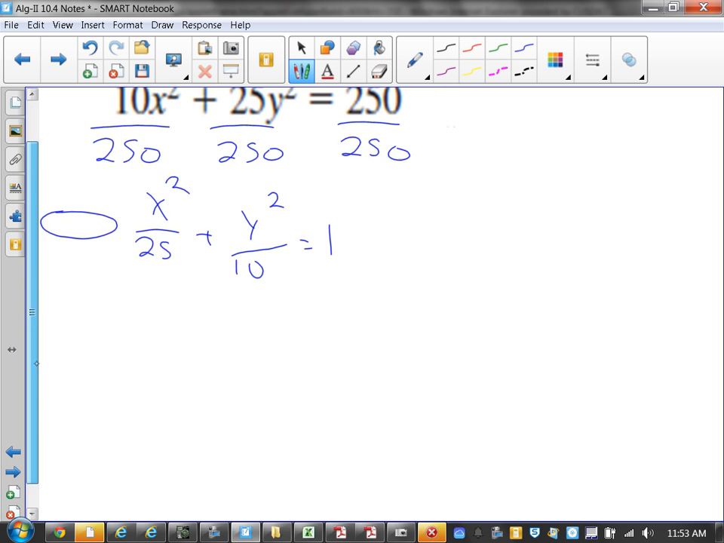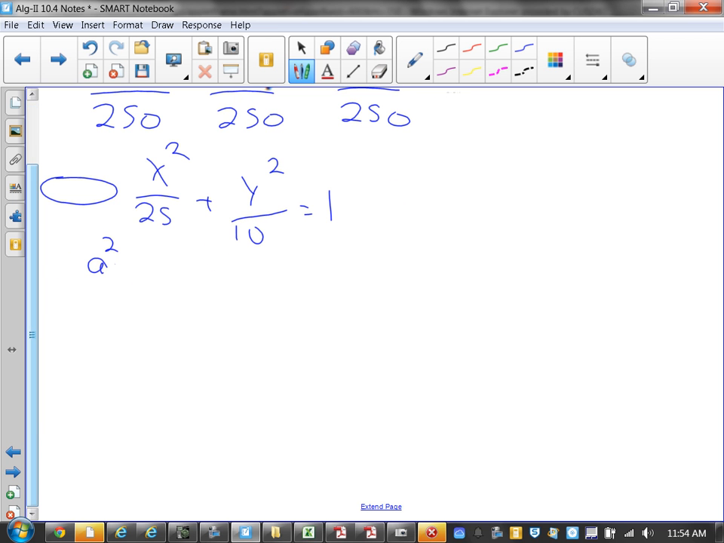A squared then is 25. A is plus or minus 5. B squared is 10. So B is plus or minus root 10. And it's okay, leave it like that. I don't want to see any decimals because decimals are for jolts.